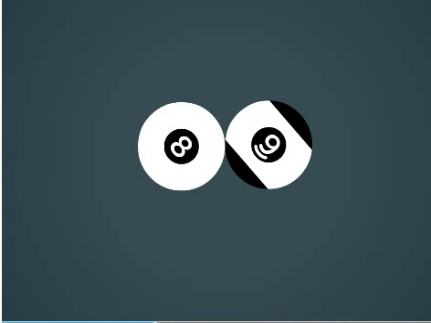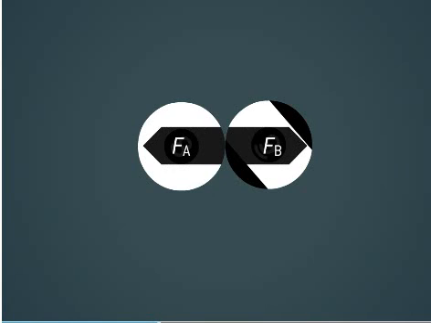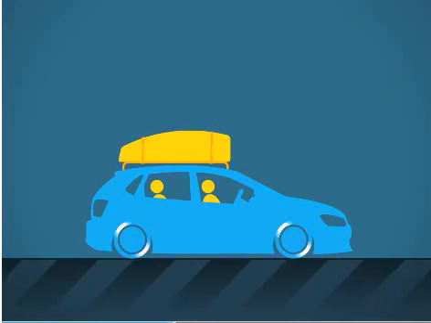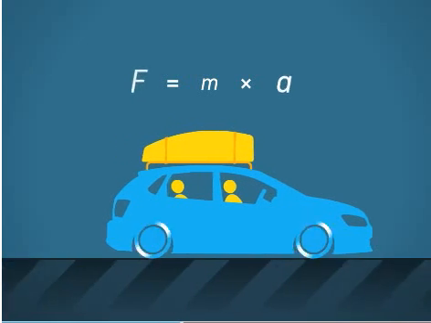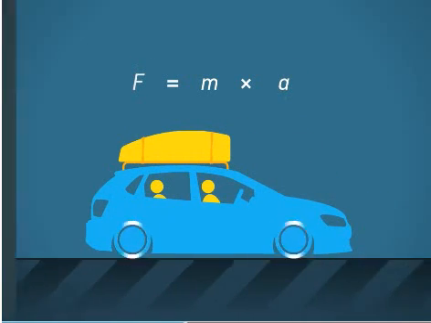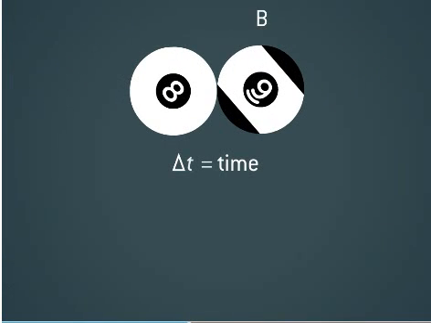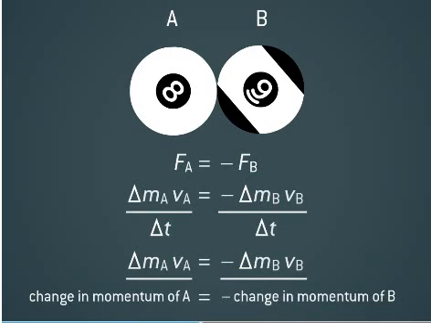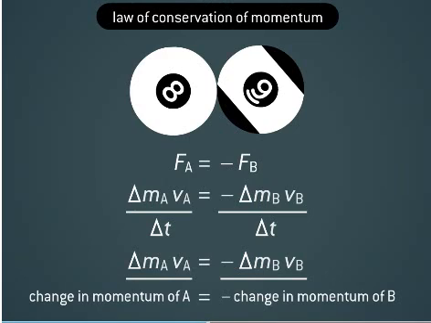Newton's second law of motion tells us that force is equal to the rate of change of momentum. This is the change in momentum, delta P or delta mv, divided by the time taken for the change, delta t. When mass doesn't change, force equals mass multiplied by acceleration. The force acts for time delta t. B touches A for exactly the same time that A touches B, so the equation becomes delta mAvA equals minus delta mBvB. This is the law of conservation of momentum.